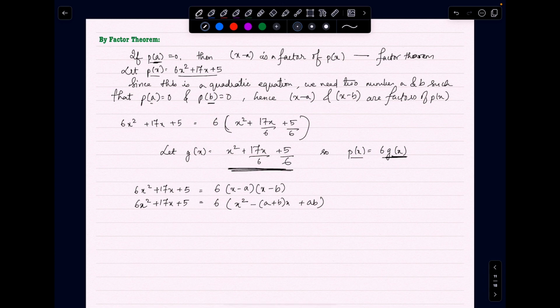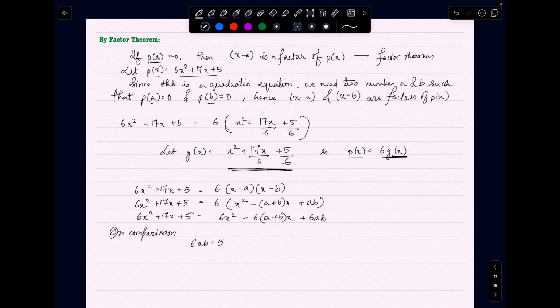Okay, so this is what? This is 6x² + 17x + 5 equals again 6x² − 6(a + b)x + 6ab. On comparison, what we are getting is 6ab equals 5. I have told you again and again, see this multiplication, this constant part, you always focus on this constant part. Got my point? Always focus on this constant part.